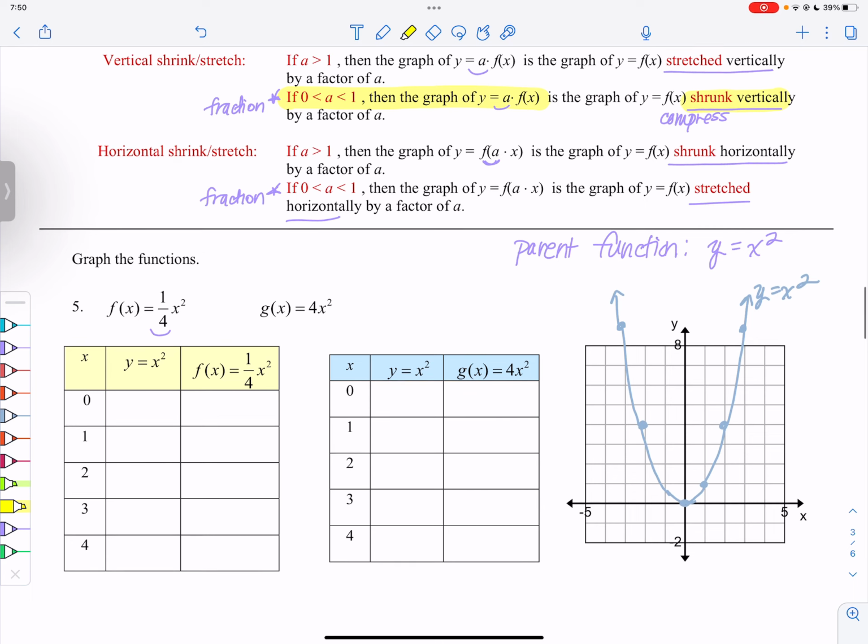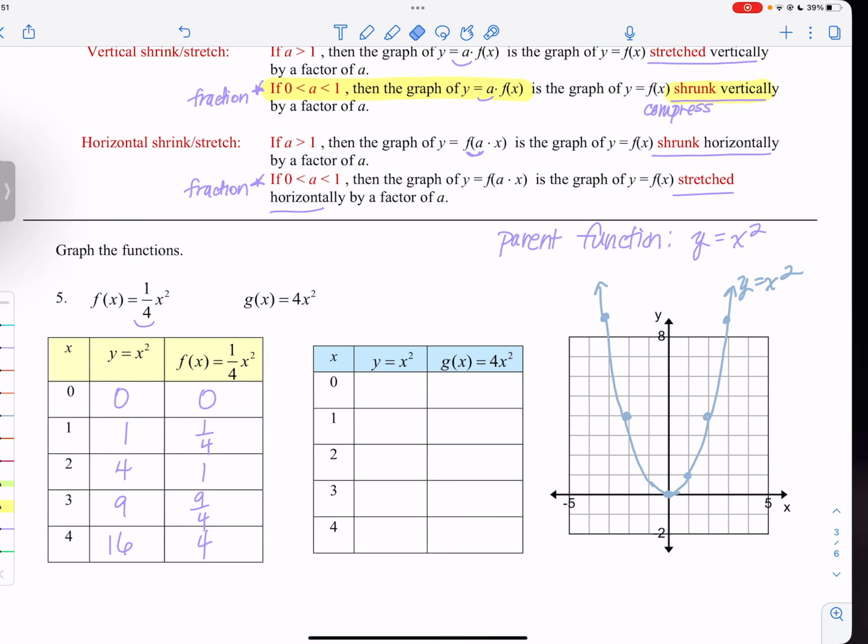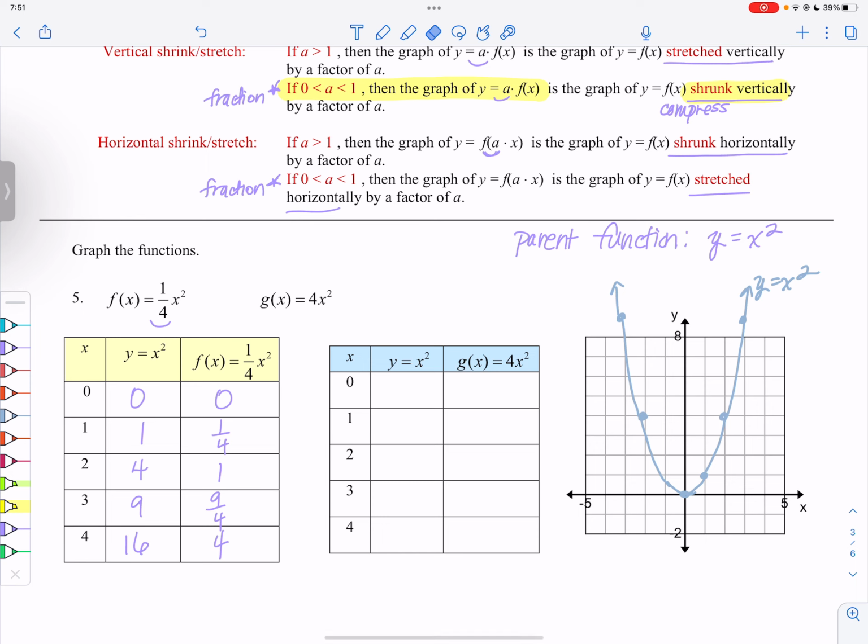Okay, so let's go ahead and just use our coordinates and see what happens. So on the parent function, when we square 0, square 1, square 9. Okay, and now we're going to take 1/4 of these numbers. And so as you can see, that's definitely going to be a vertical shrink because these y values have shrunk. If you look at the difference between this value and this value.